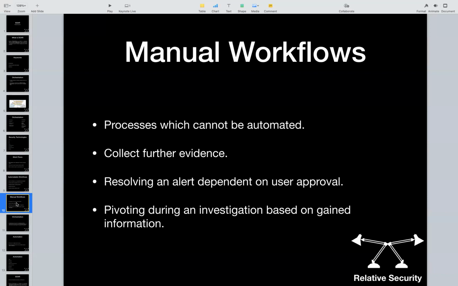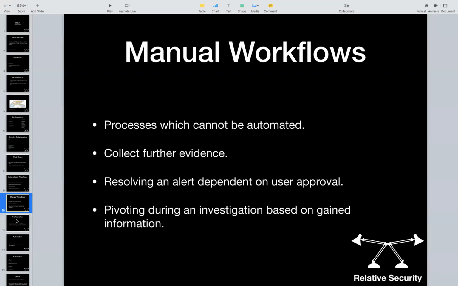Similarly, resolving an alert that is dependent on user approval. For example, if you have an alert that was raised on an endpoint and you need to get a confirmation from the user of that machine whether that process was executed by the user himself or something else happened. So where these kinds of approvals are required to make a decision about resolving an alert, definitely it cannot be automated. Similarly, if you are doing an investigation and you gain some information, based on that you have to pivot, move away from the endpoint, maybe look in the firewall. So these are things that you cannot automate.